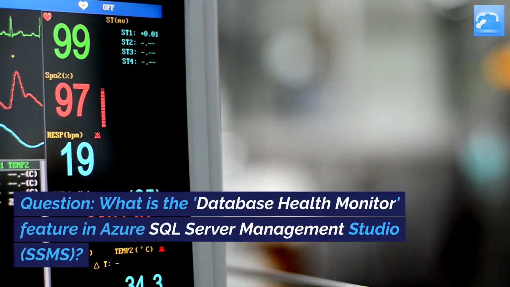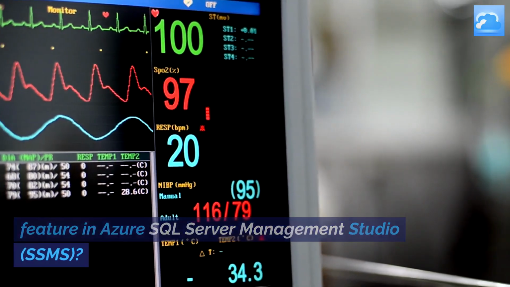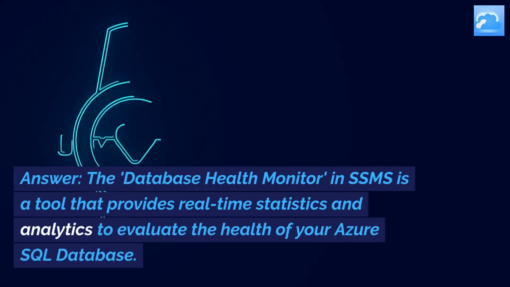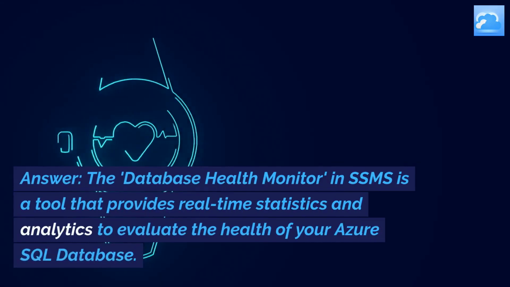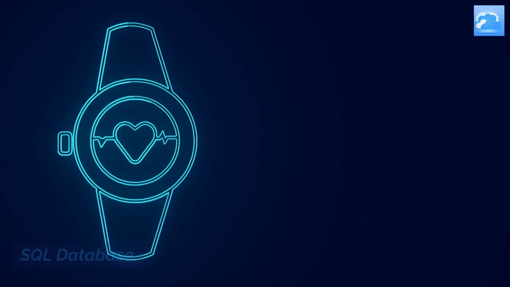Question: what is the Database Health Monitor feature in Azure SQL Server Management Studio (SSMS)? Answer: the Database Health Monitor in SSMS is a tool that provides real-time statistics and analytics to evaluate the health of your Azure SQL database.